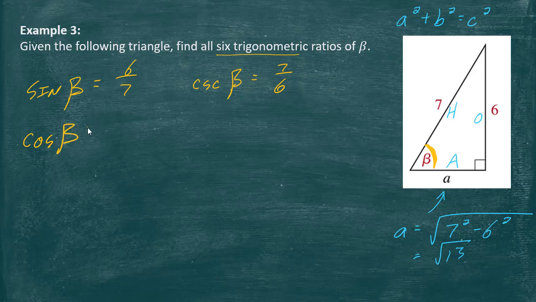Trying to speed this up a little bit more, cosine of beta in this scenario is going to be the value I just solved for, square root of 13 over the hypotenuse 7. And its reciprocal secant of beta should then be 7 over a square root of 13. And at this point, I'm hoping that there's something that jogs your memory from your past: I'm not supposed to leave these radicals on the bottom.